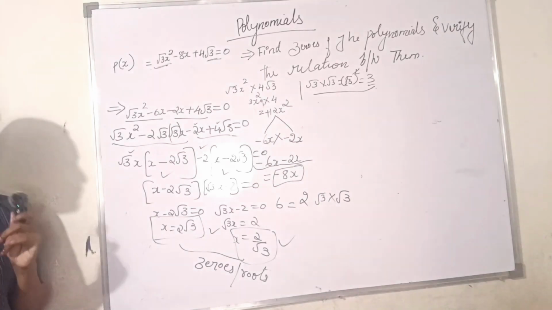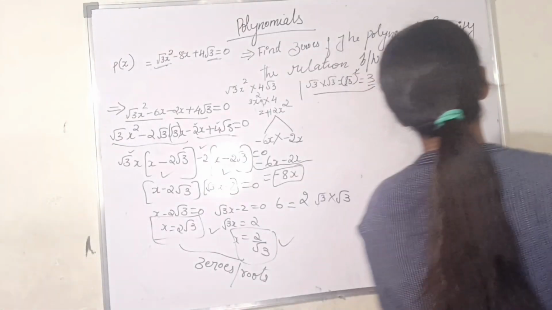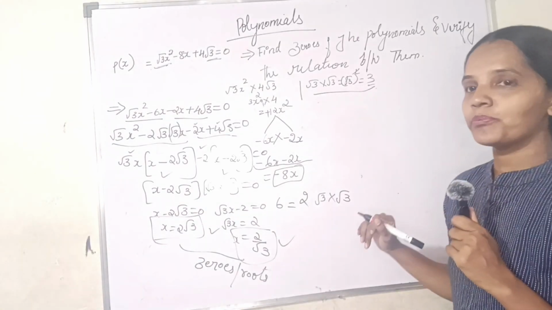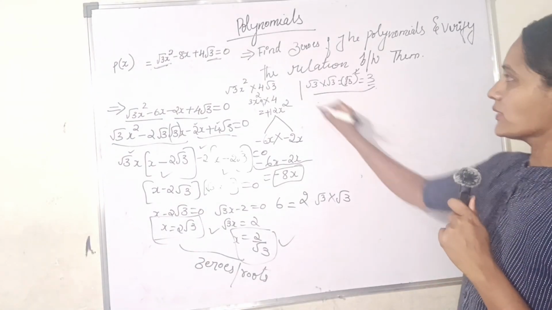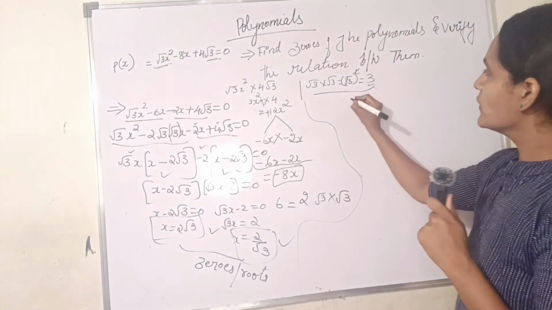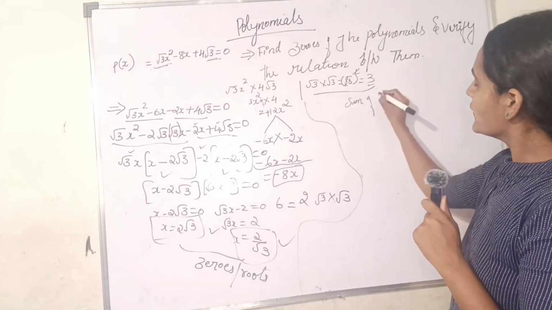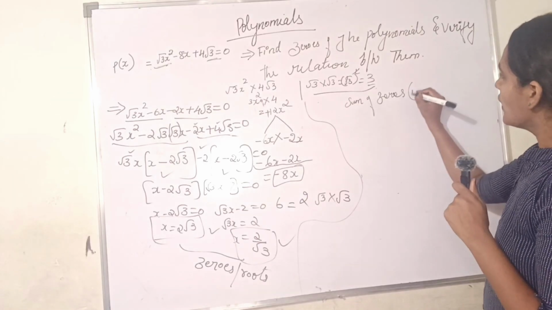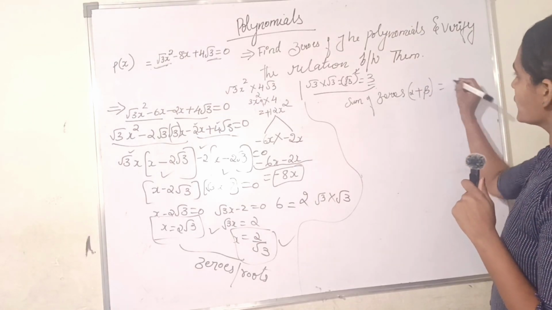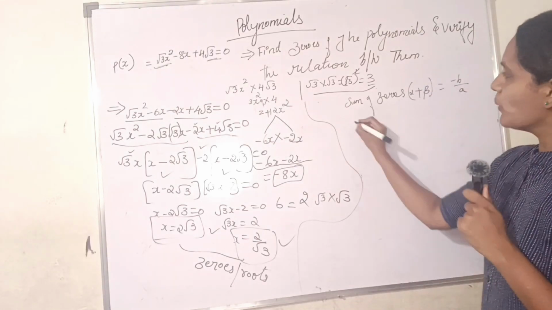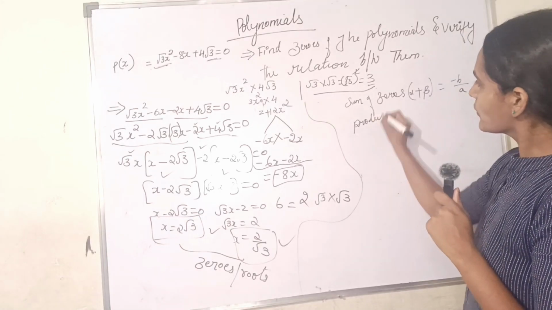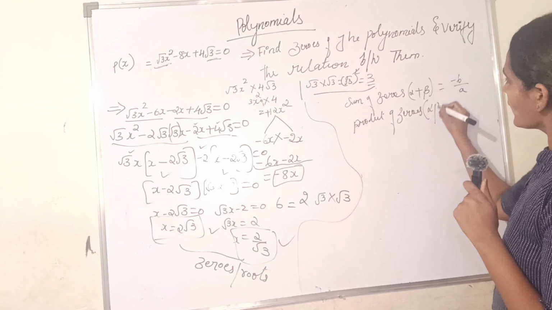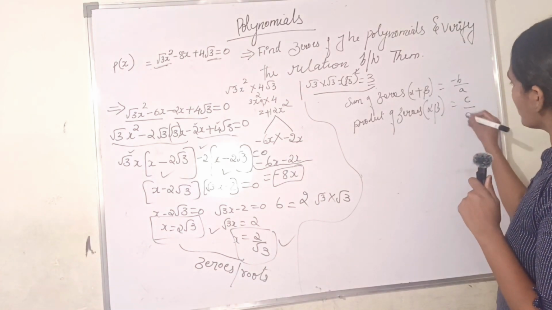The next part is the verification. Now how will you verify? One is the normal addition and multiplication. One more is using the formulas. See here, sum of zeros. What is the formula? Alpha plus beta is equal to minus b by a. Product of zeros, that is alpha into beta, that is c by a.